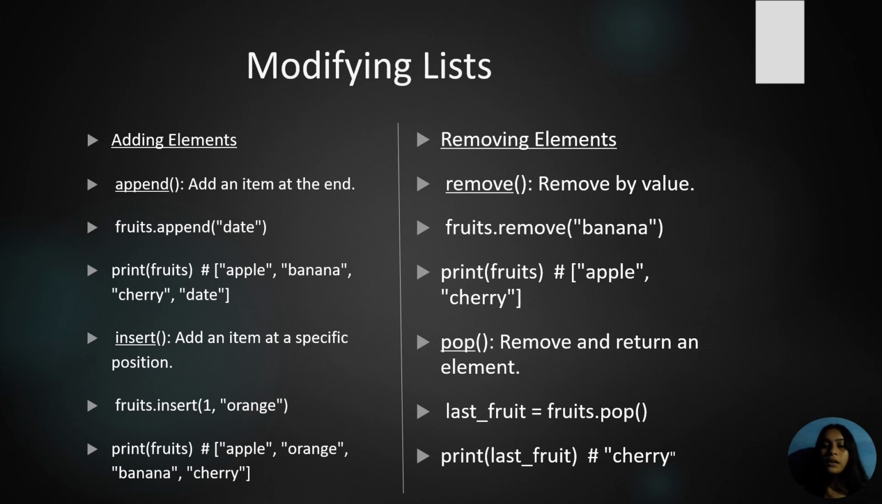And we have pop. It does two things, which is remove and return an element. So in this we have last_fruit equals fruits.pop function. Here we have given the command to give the last element of the list. In our list of fruits, the last element was cherry. As we have given the command for the last item, we'll get the output as the last element of that particular list.